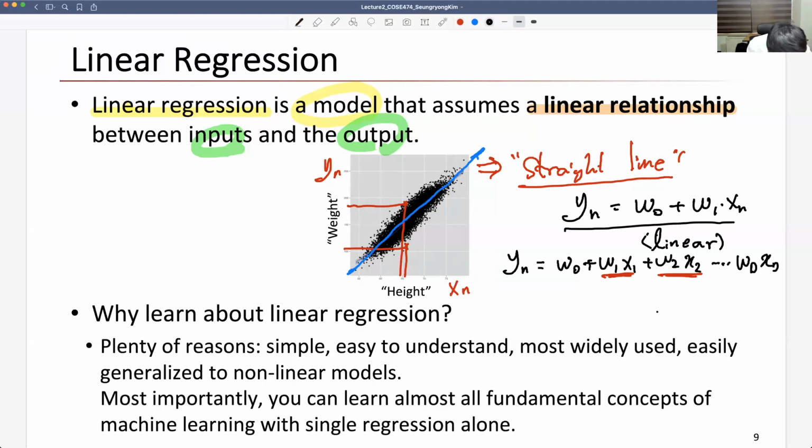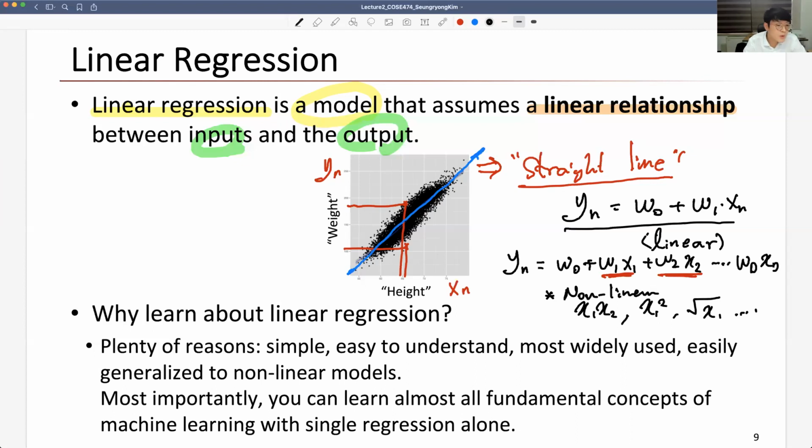Then what is the nonlinear case? For example, something like x1 times x2, or x1 squared, or the square root of x1. An equation that contains these nonlinear terms is not a linear equation. It will be a nonlinear equation. So in a linear regression problem, we want to find the linear equation that approximates the input and output variable. So today we will start with this linear regression case.